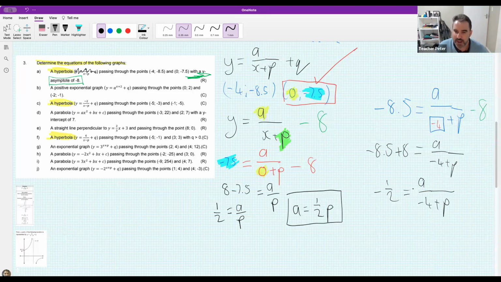What do you think my next step is going to be? Because I'm trying to create a simultaneous equation here. What do you think? Actually, you know what? Maybe I'll just leave it like this, but we'll see.